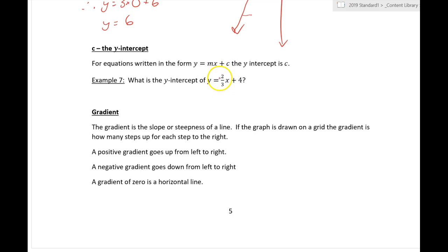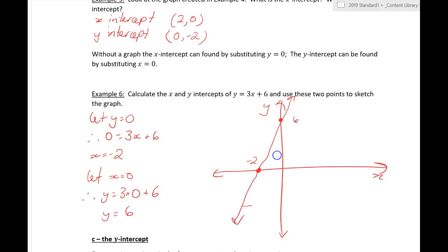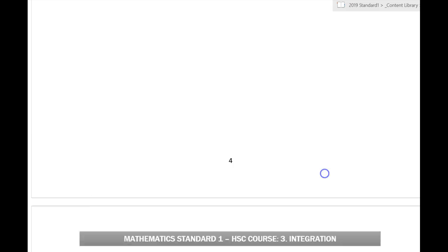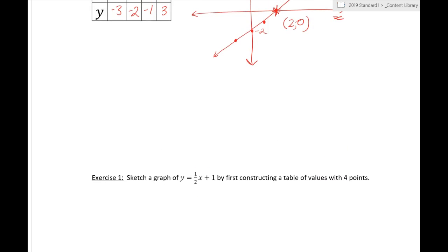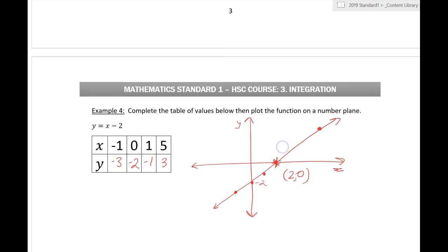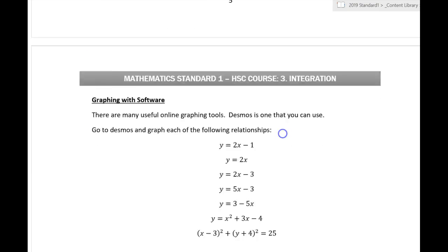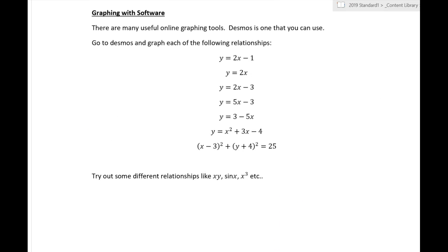Righto. There's those things. You can read the gradient off an equation. It's the coefficient, the number in front of the x. So the gradient of this is 2/3. It's got a slope of 2/3. The gradient of this is 3. The gradient, let's find another one. The gradient of this is 1/2. The gradient of this is 1, because that's like a 1x, and so on. That's gradient, and our intercepts.